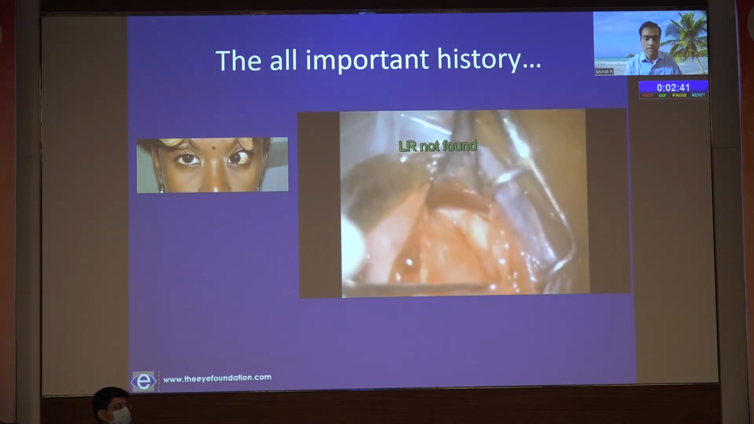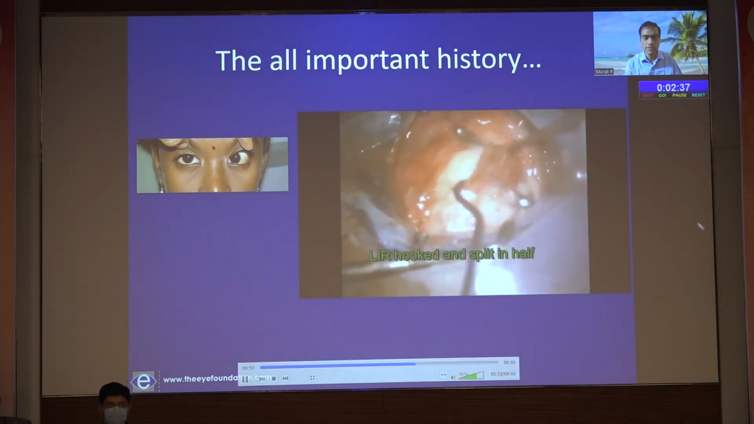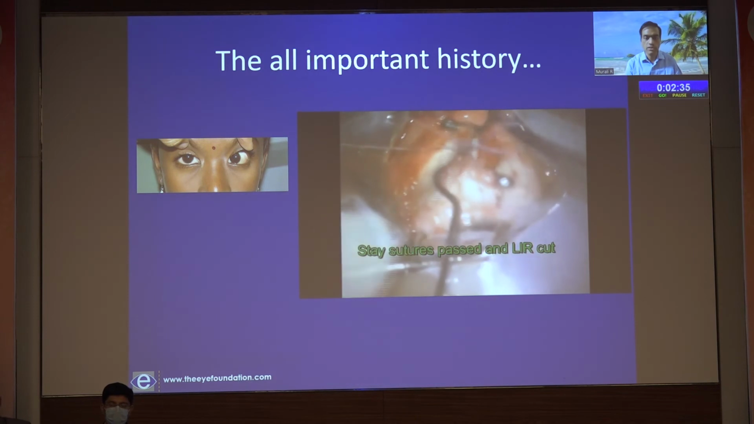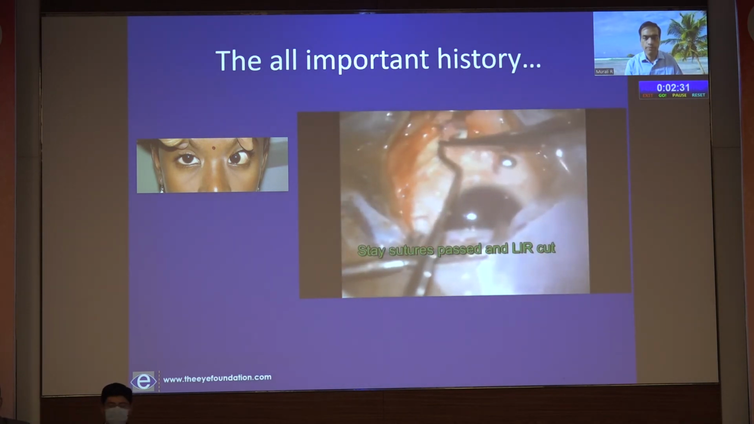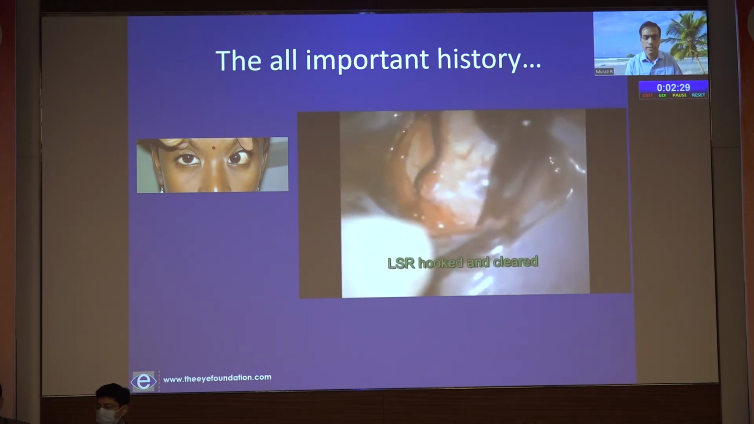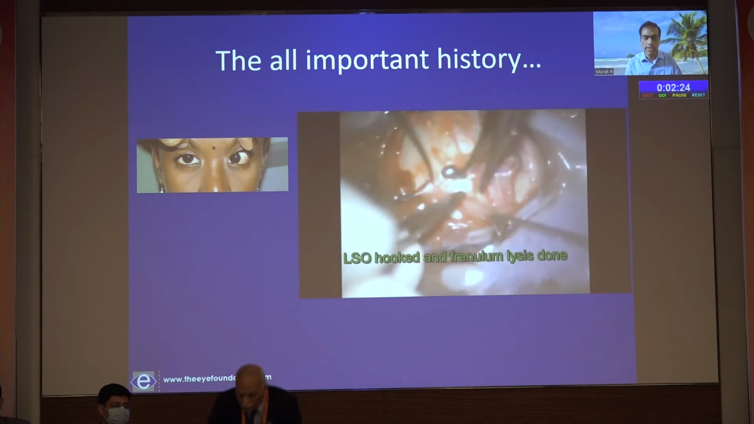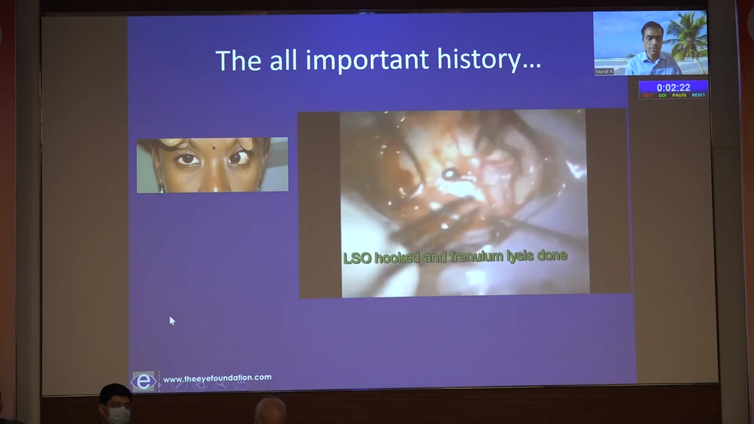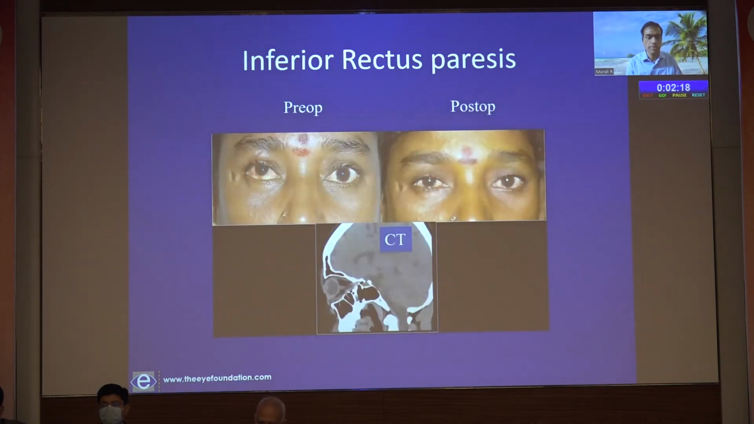So we did a transposition procedure, transposed the inferior rectus, which was hooked and split into half. The superior rectus was subsequently hooked and cleaned, freed from the superior oblique attachment. We did a Hamilton's procedure in this patient, and satisfactory alignment was restored in primary position.